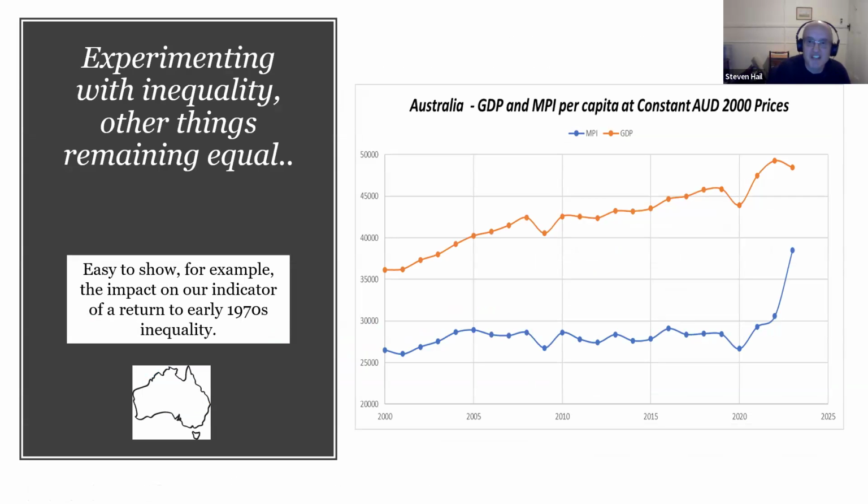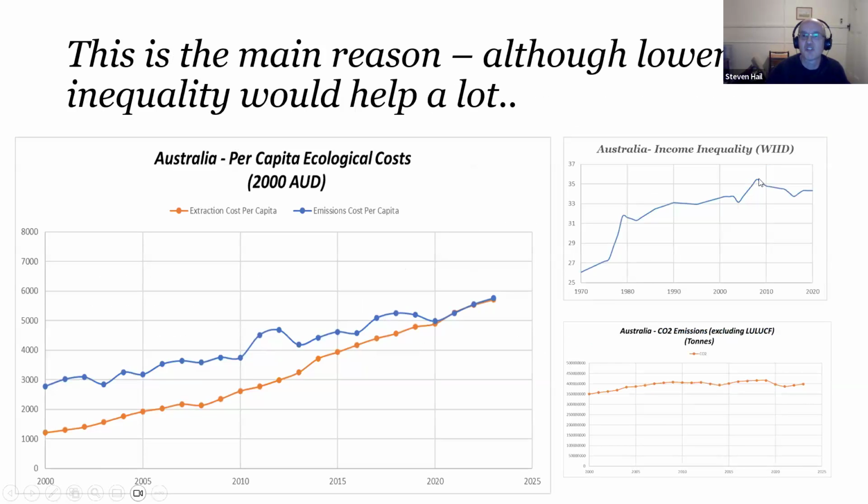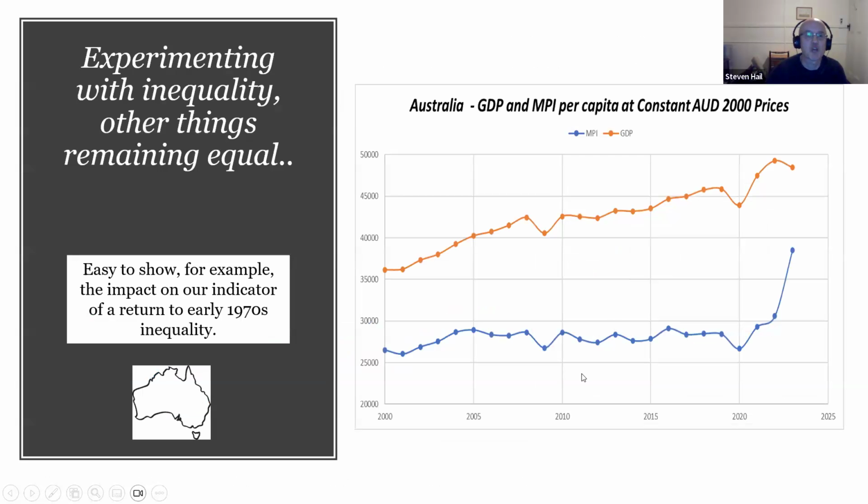And if, using my statistic, if we were to imagine the degree of inequality in Australia returning from a Gini statistic of 34 point something down to about 26, which is where we were at the beginning of the 1970s. And you can see that our measure of sustainable prosperity increases hugely, which is kind of interesting.